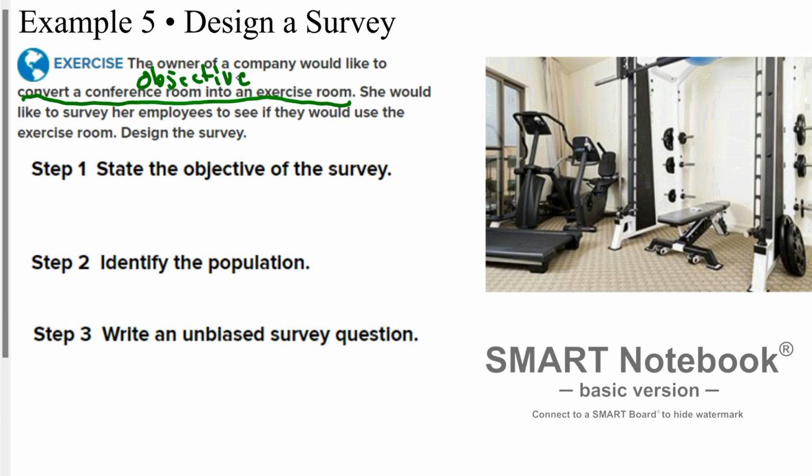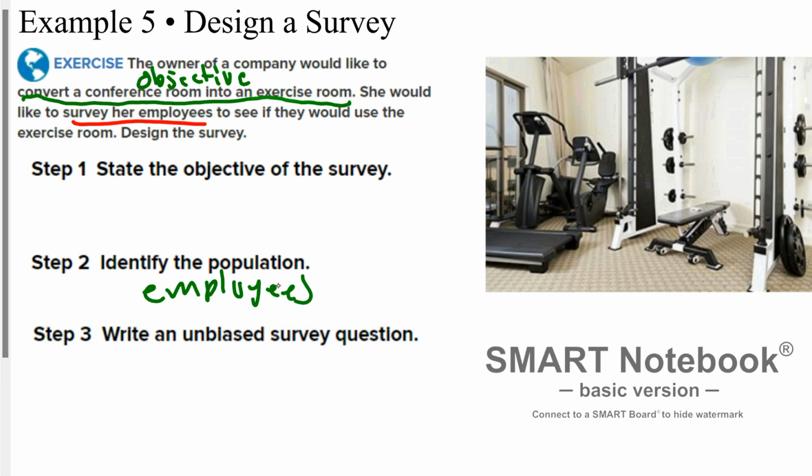Okay, and then we want to identify the population. So who are we getting information from? She would like to take a survey of her employees, right? So she would survey her employees. That would be the population. So employees.